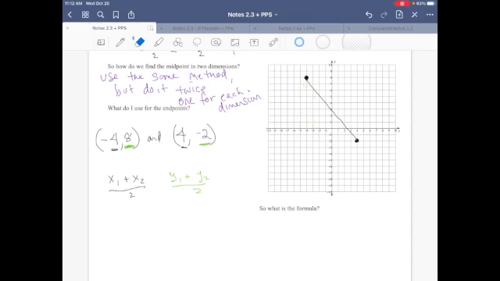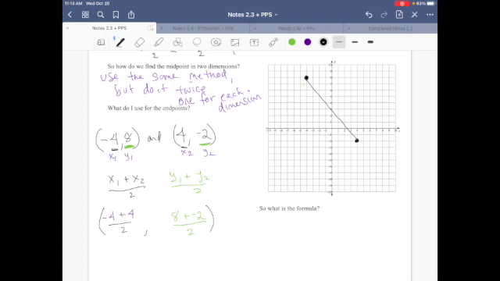So let's plug in what we know. Let's call this x1, y1, x2, y2. So my x1 is negative 4, and my x2 is positive 4. We're going to add those together and divide by 2. Then we're going to do it for the y dimension. So my y1 is 8, and my y2 is negative 2. And we're going to add those together and divide by 2.